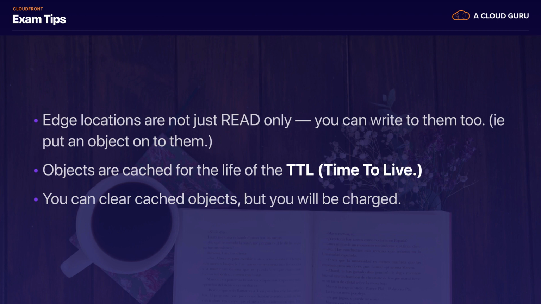And then finally, you can clear cached objects. You can invalidate an object, but you are going to be charged if you do that. That's a very important exam topic: that you can invalidate cached content. So if you've uploaded something and your users are still getting some old data, for example, you might have added a new video and they're still getting the old video, you can go in and clear those cached objects, but you are going to be charged. It's called invalidating the cache.